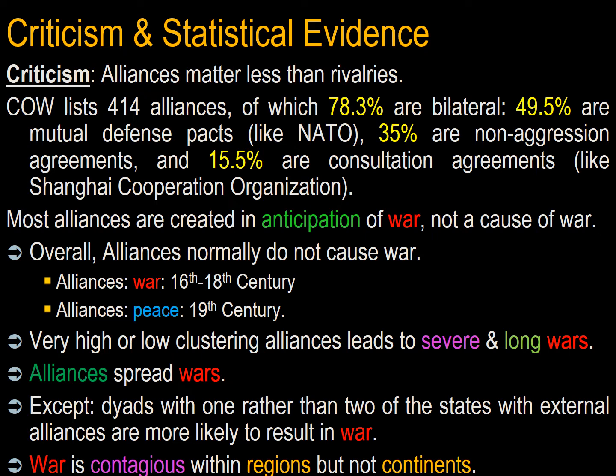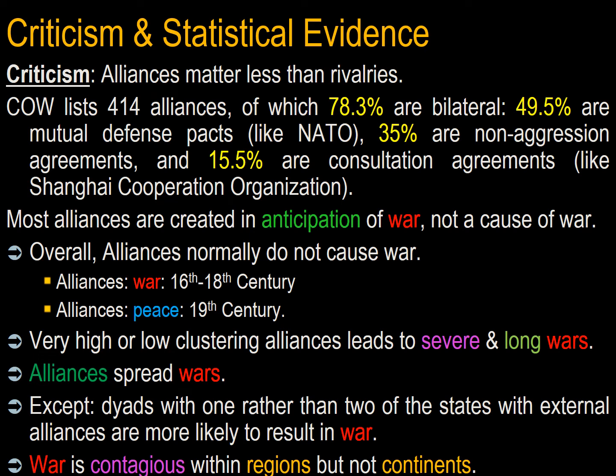Well, the Correlates of War lists 414 alliances, of which 78.3% were bilateral. So most alliances are just between two countries. 49.5% are mutual defense pacts like NATO, where they're facing a common threat and they're coordinating their defense. 35% are non-aggression agreements. Basically, countries make treaties to not threaten each other. Both Russia today and China today have an agreement to keep their military forces at least 100 miles from their common border. And 15.5% are consultation agreements like the Shanghai Cooperation Agreement.